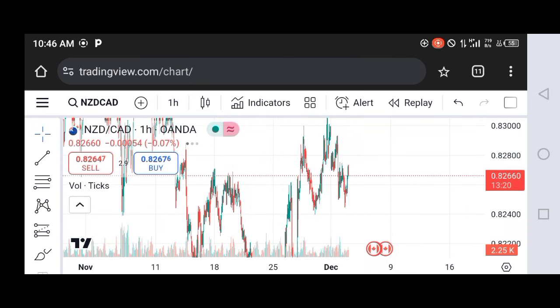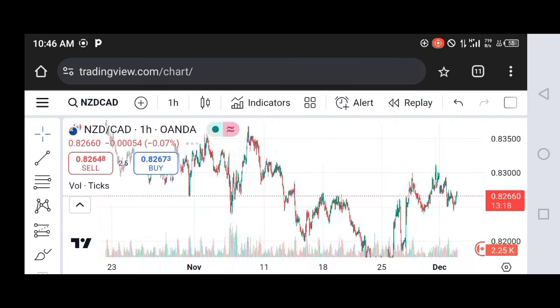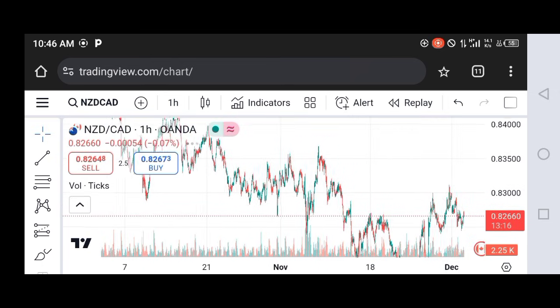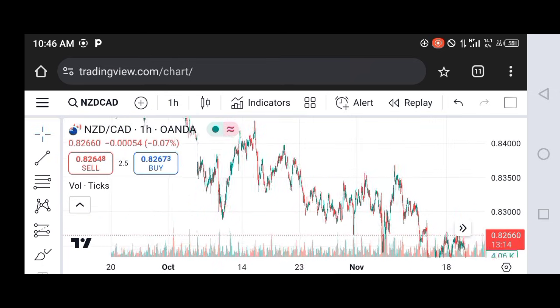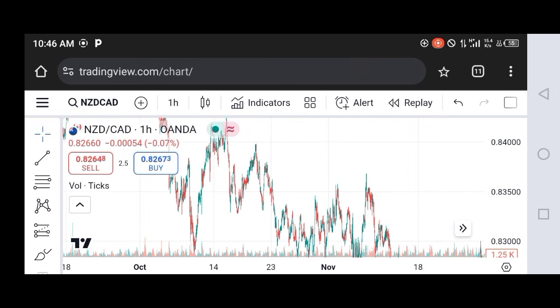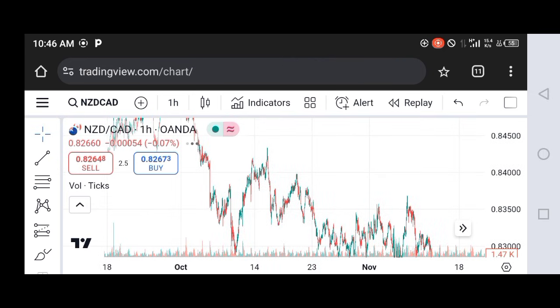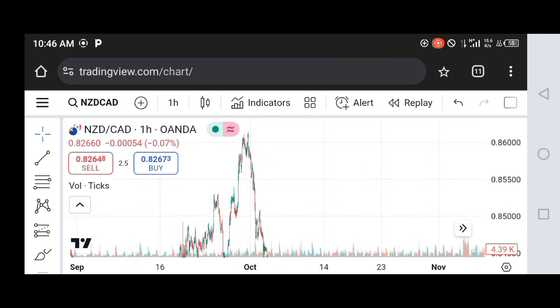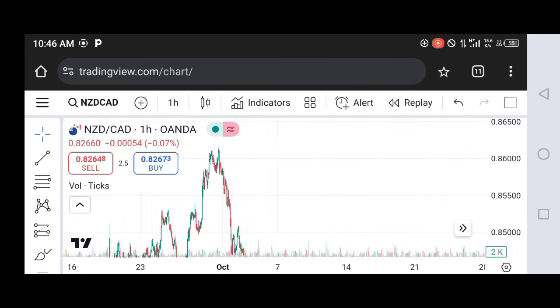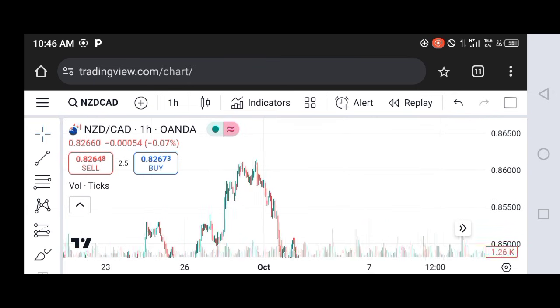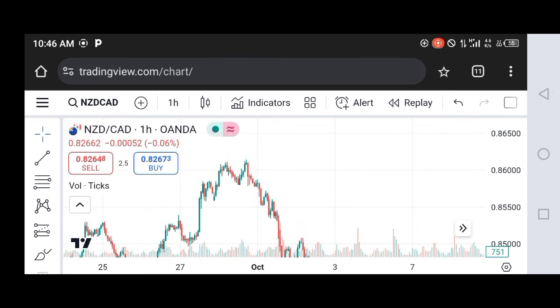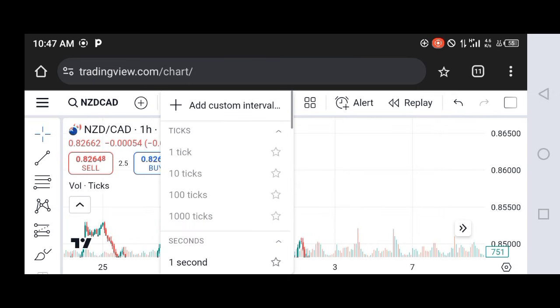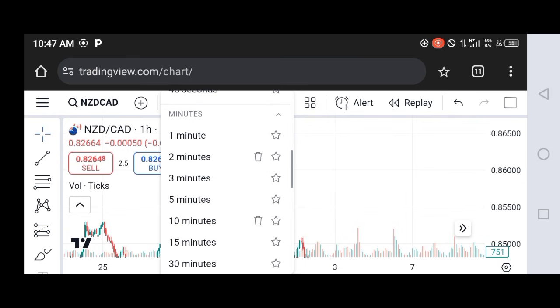The very first thing you need to know is that swing traders are very smart people, so you need to be very sensible to do this. This is not something you just come out and start doing just like that. The first thing you have to take note of is candlestick patterns. The pair I'm on right now is the NZD CAD pair.